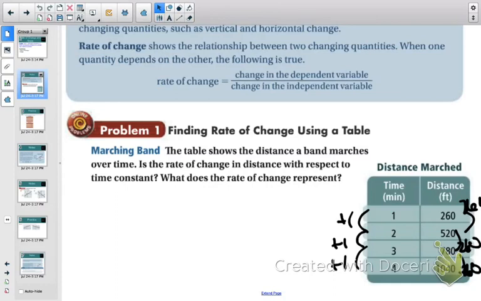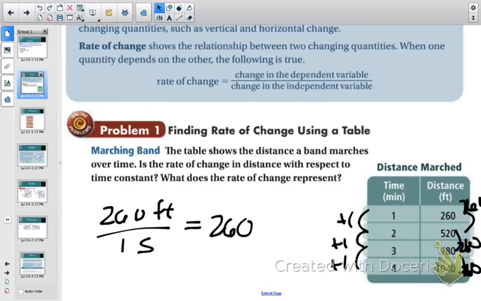Okay, now remember, when you're looking to see if it's constant, you don't just look at the numbers and say, okay, this goes up by 1 each time, this goes up by 260. You have to look at the ratio, the rate. So each of these is going to be 260 feet over 1 second, because that's how much it's changing. And that's the same for all of these, because they're all the same. So this is obviously a constant rate of change, and it's going to be 260 feet per second. Okay, so it is constant, yes.